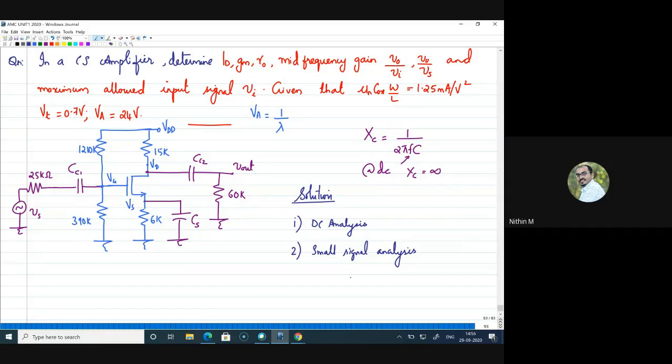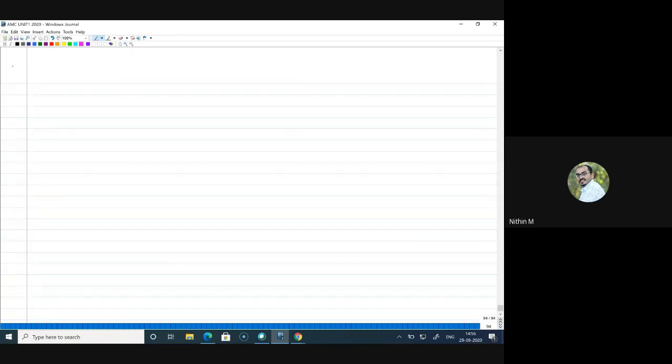Because the questions asked are mid-frequency gain, or V0 by Vi and V0 by Vs, which is nothing but gain. But if I want to find gain, I should know what is GM, because gain primarily depends on GM and the resistance R0 and all those stuffs, right? So this gain analysis is for small signals. Now, if I want to do that, I should know the small signal parameters GM, R0, and I should know what is the drain current in order to obtain GM. So mainly we can start solving this numerical under two headings or two steps. The first is DC analysis and the second one is AC analysis. So let me go with DC analysis first.